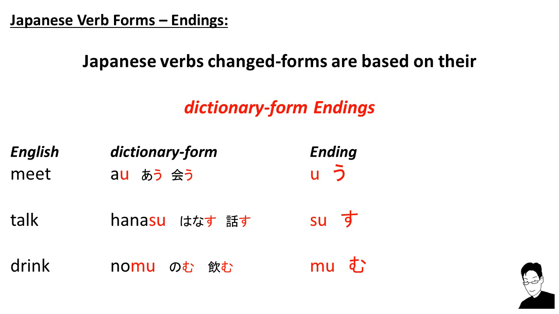While all Japanese verbs end with a "u" sound, the Japanese syllabary distinguishes not by vowel sounds but mainly by consonant-vowel sound units. Here we can see three examples of different verb endings using the words meet, talk, and drink. Au, hanasu, nomu. Au ends with a "u", hanasu ends with a "su", and nomu ends with a "mu". Let's see how these three verbs with different endings change differently on the next page.